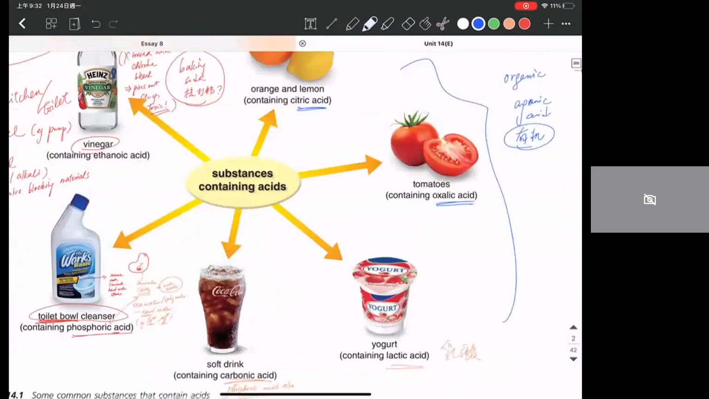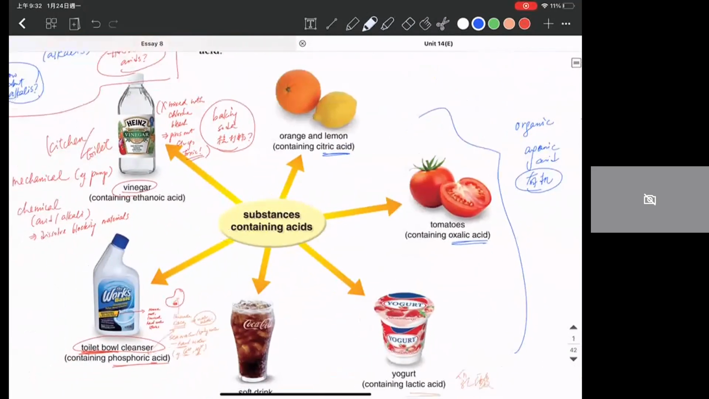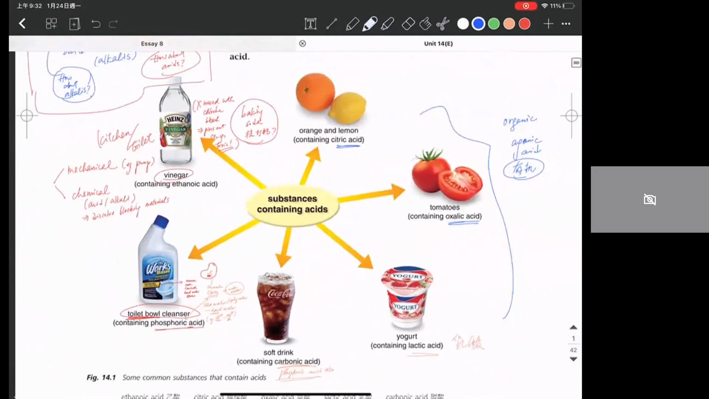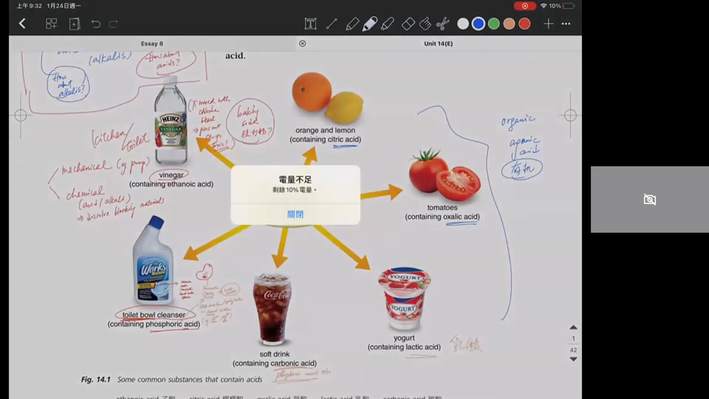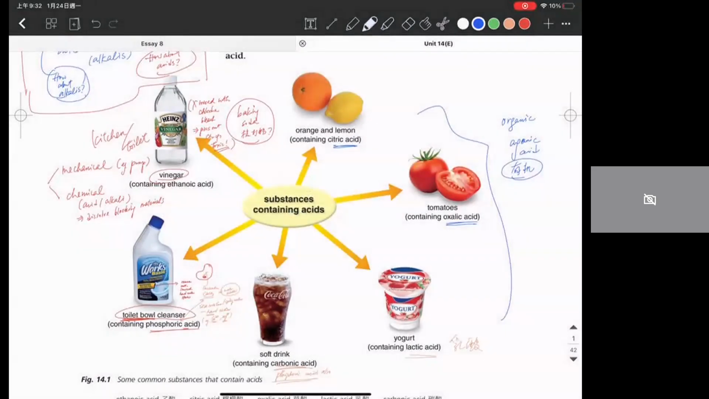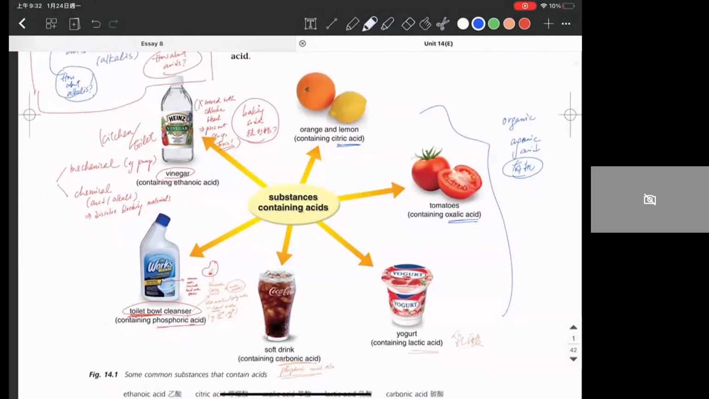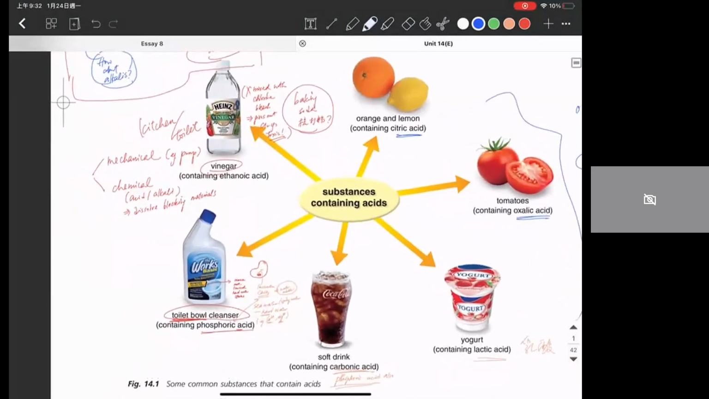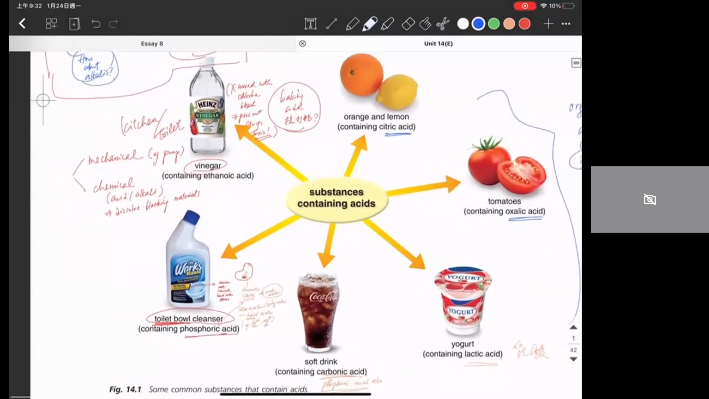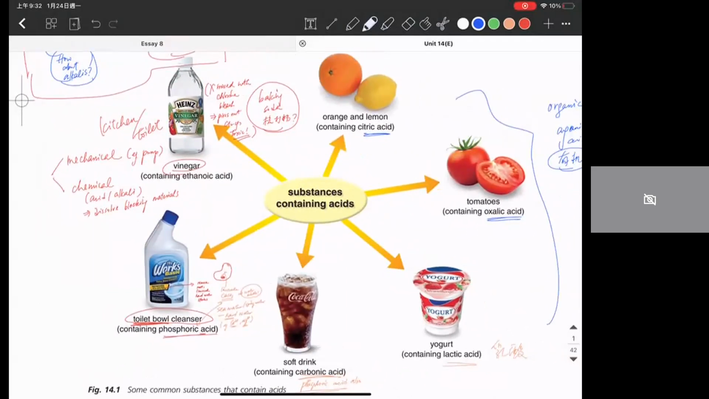And indeed, at home, you may have two ways of getting acid. One is from natural materials, just like yogurt, tomatoes, oranges, lemons, vegetables, etc. But you have something man-made, for example, which can be drunk, which includes vinegar, soft drink, but also which you cannot drink, for example, portable cleanser, household chemicals, and you may find that.